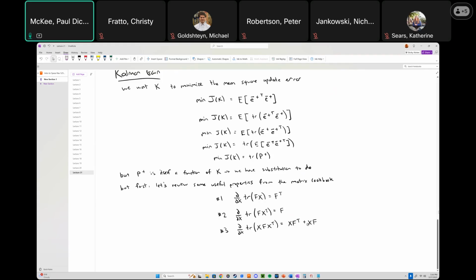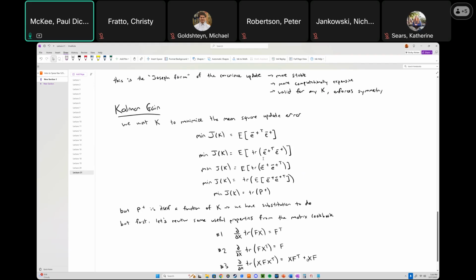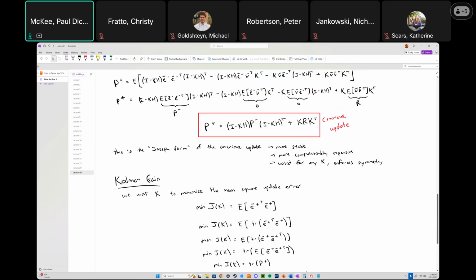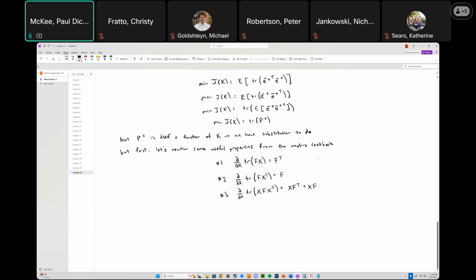So remember, our problem that we're trying to solve is the minimum of some cost function of the Kalman gain, and that cost function is just the trace of the covariance. But the covariance is this, so we're going to have to go through and substitute. So we can find K through substitution and applying first differential condition.